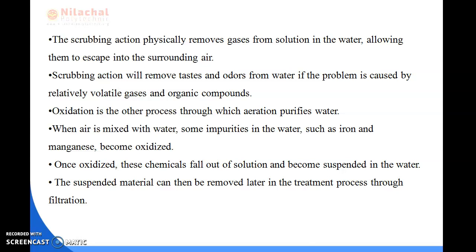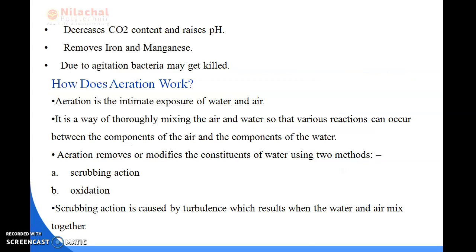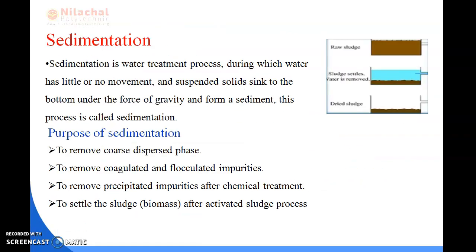Oxidation is one type of process in which the aeration purifies the water. When the air is mixed with the water, some impurities in the water such as iron and manganese become oxidized, and once oxidized, these chemicals are suspended in the water. These suspended materials can then be removed by the treatment process, that is the filtration method. Okay, so this is how aeration works. So in the next slide we'll be reading about sedimentation. Thank you.